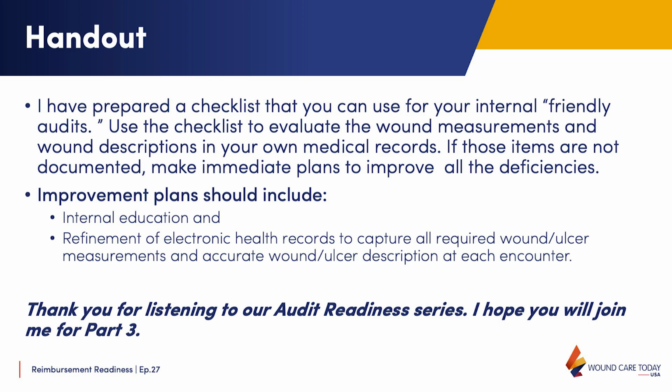So I've prepared a checklist that you can use for your internal friendly audits. And I tend to use this type of checklist when I'm reviewing records. Use the checklist to evaluate the wound measurements and wound descriptions in your own medical records. If those items are not documented, make immediate plans to improve all the deficiencies. Improvement plans could include internal education and refinement of the electronic health record that you're using to capture all the required wound ulcer measurements and accurate wound or ulcer descriptions at each encounter.